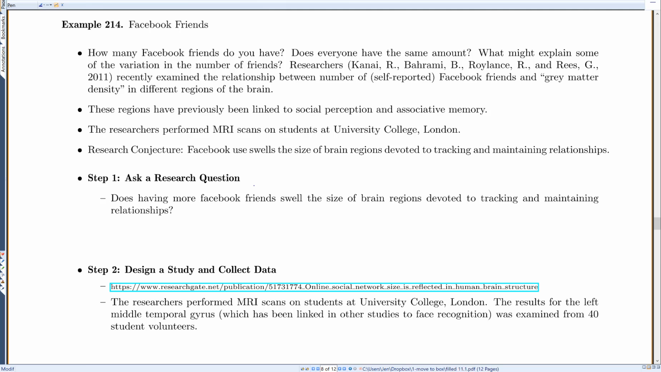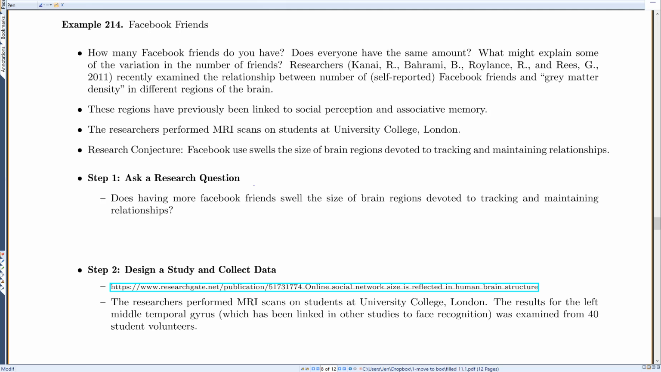So now for our big example for today. It's on Facebook friends. So it starts with, how many Facebook friends do you have? Does everyone have the same amount? Like, what might explain some of the variation in the number of friends? So this was a very big study. We're going to look at just a small part of it.